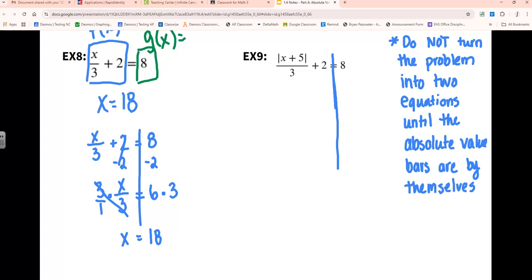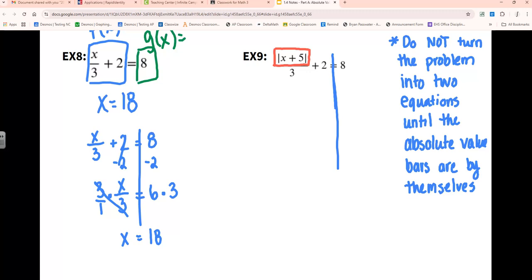Okay, so what that means right here is when I see this, the absolute value bars are just around the x plus 5. So it's just this part right here that's inside of the absolute value bars. That means I've got to get rid of anything that's on the outside of those absolute value bars before I switch this into two equations. Okay, so I need to get rid of this 2, I need to get rid of this 3 before I make it two equations, and then I will make it two equations.